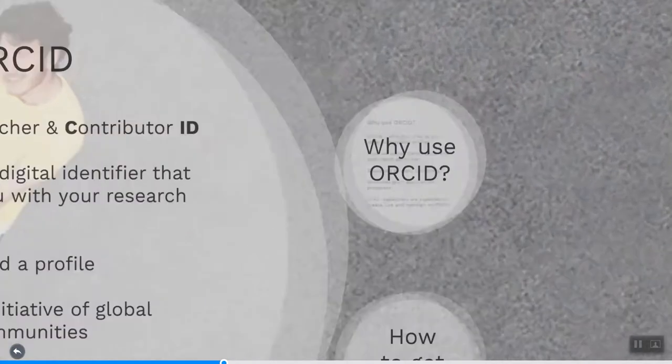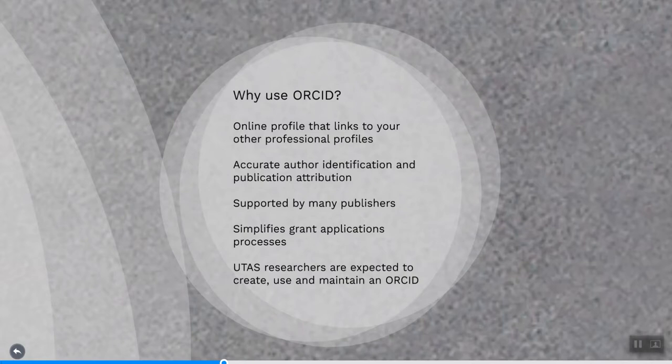So, what are the benefits of using ORCID? ORCID gives you a personal profile that you can populate, edit, and manage and use to link all your other professional profiles. ORCID also links and sometimes integrates with other researcher identifiers, and the unique number means that all your publications can be accurately attributed to you, so you can easily maintain a list of your published work.